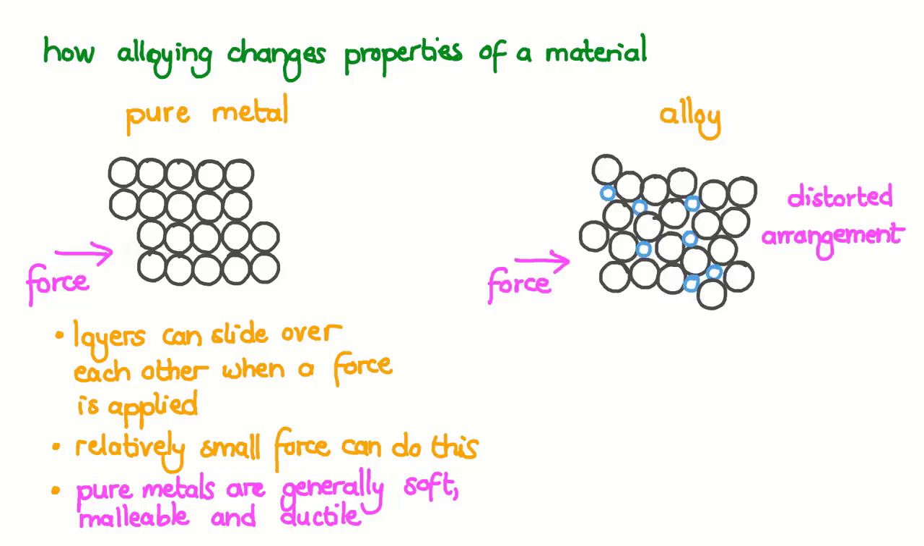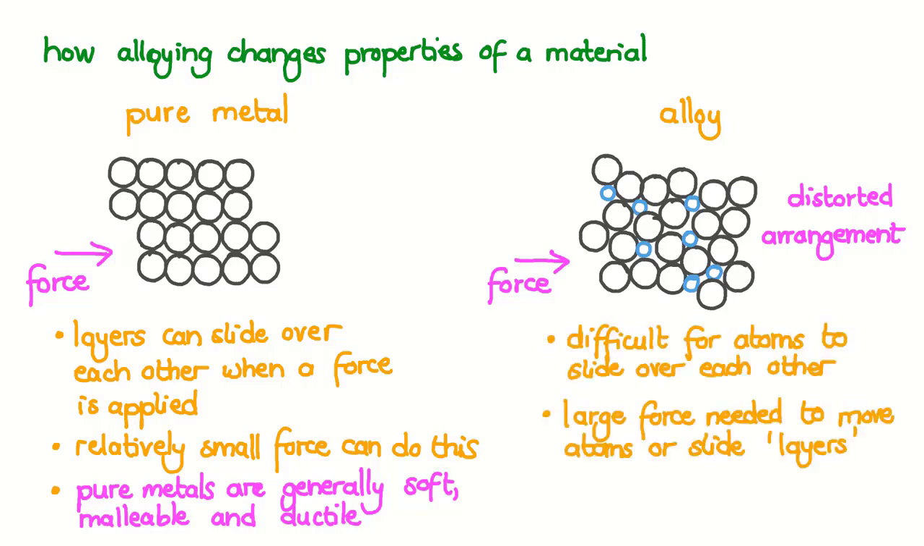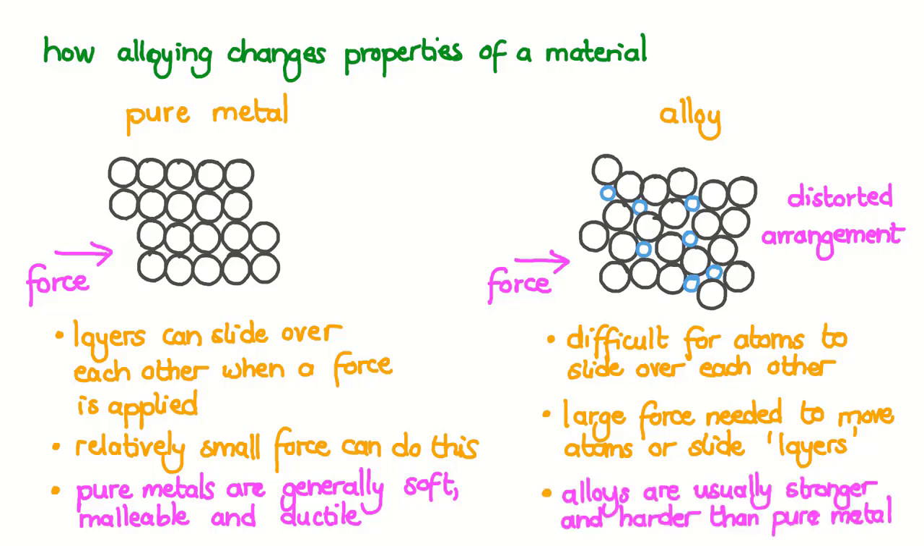However, when a different element is mixed or alloyed into the structure, there are usually atoms of different sizes. The arrangement of the atoms becomes distorted. It is more difficult for atoms to slide over each other, and a much larger force is needed to move these atoms or slide layers. This is why alloys are usually stronger and harder than the pure metal. Though these diagrams are drawn in 2 dimensions, remember that in reality the atoms are arranged in 3 dimensions.